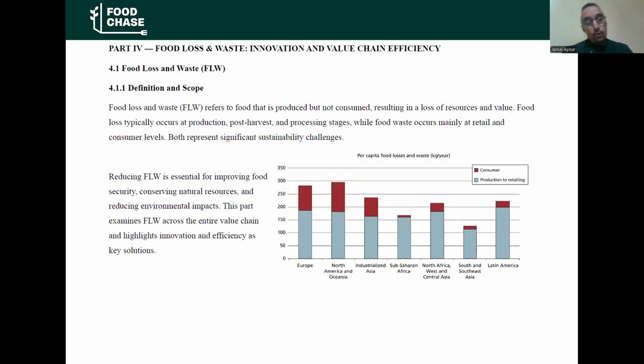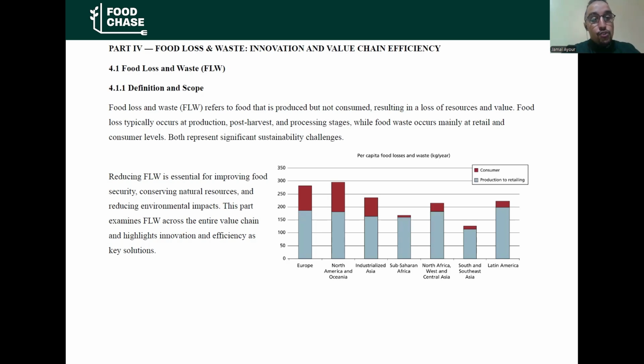Now we will move on to part number 4, about food loss, waste, innovation, and value chain efficiency. We will talk about the importance of the valorization of waste, valorization of food loss, and what the solution is. In this slide, we begin with food loss and waste, FLW.